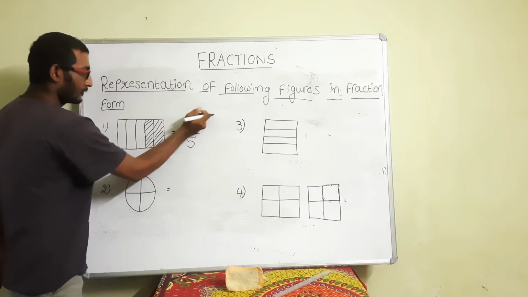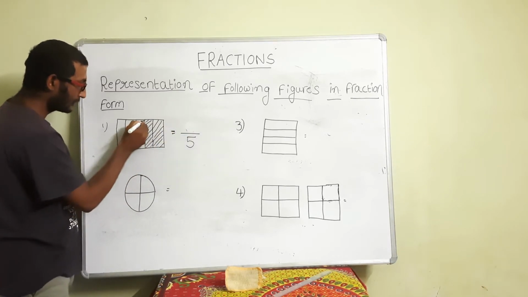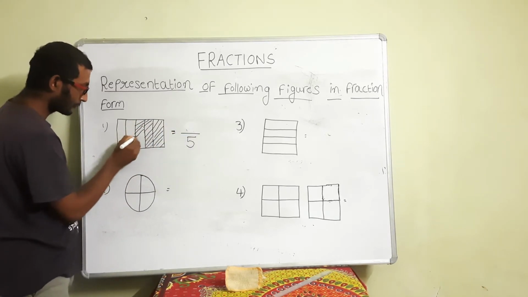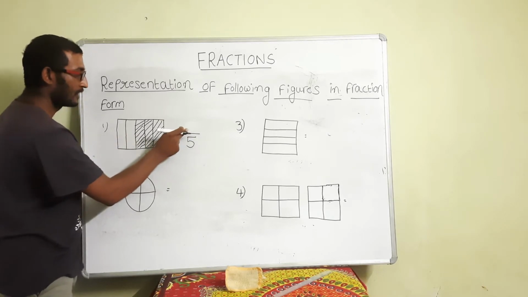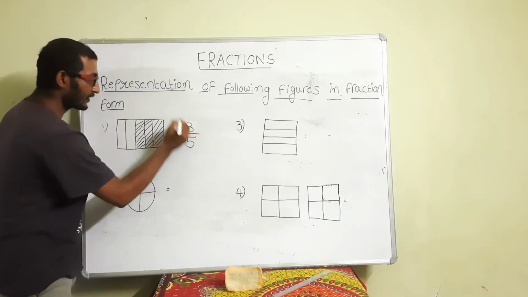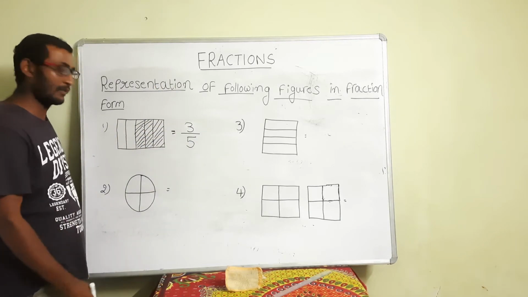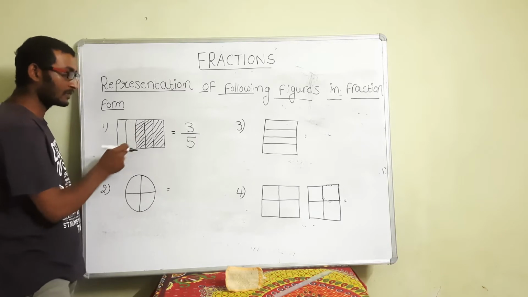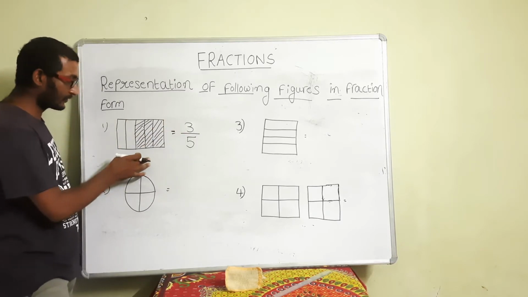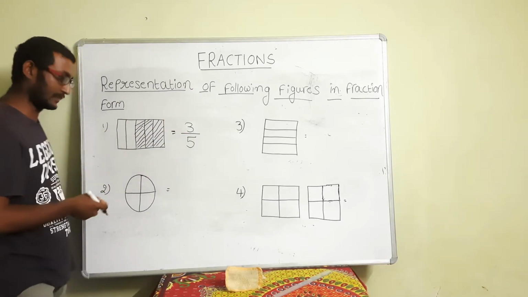Okay, well, for example, you have taken 3 parts. Out of 5 parts, you have taken 3 parts. The fraction value of this figure is 3 by 5. Out of 5 parts, you have taken 4 parts. The fraction value of this figure is 4 by 5, like that.